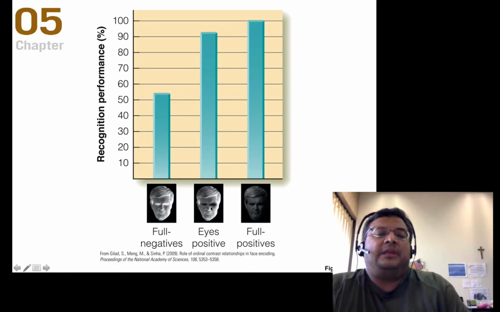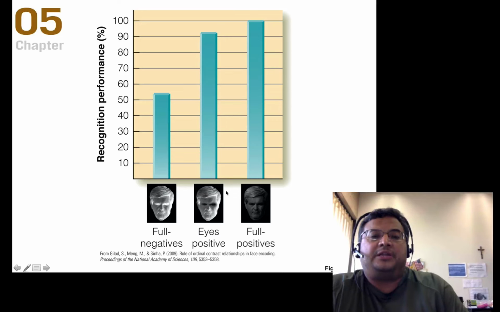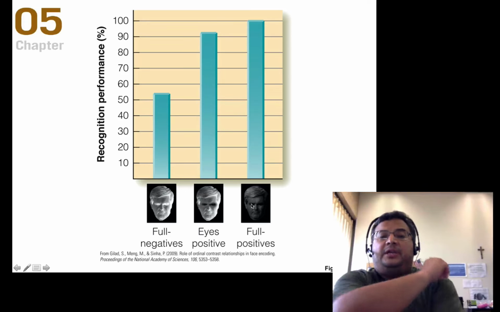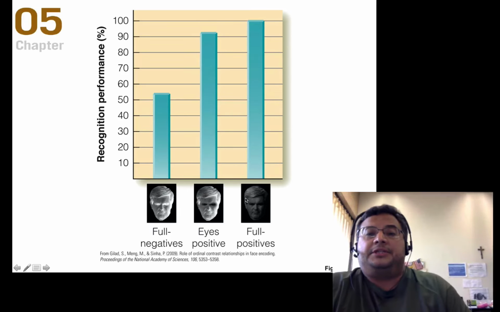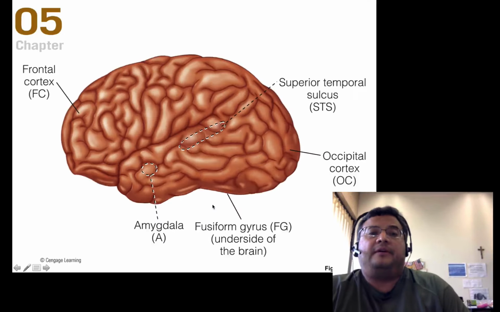Right. But when we changed his eyes to positive, right? So we put in regular looking eyes, but left the rest of the image negative. The performance went up almost perfect, right? People said, "Oh, that's Newt Gingrich," right? And then, of course, with the full positive image, everybody said, "Oh, yeah, that's Newt Gingrich, who was the former Speaker of the House back in the Reagan years, or back in the Clinton years, I should say." But the point being here that the eyes seem to be very important in our overall ability to perceive faces, right?